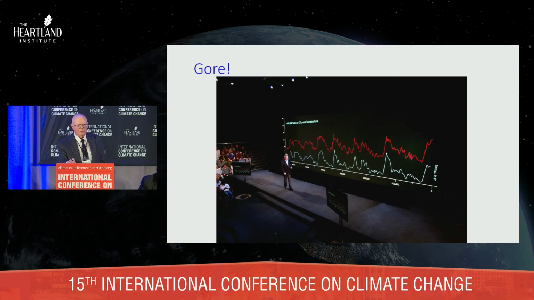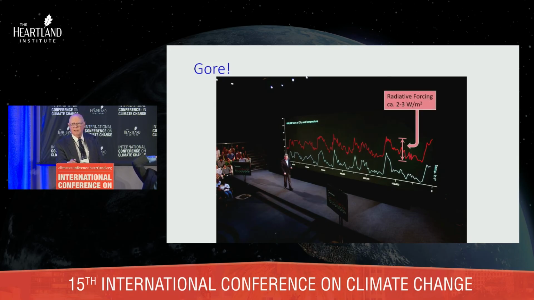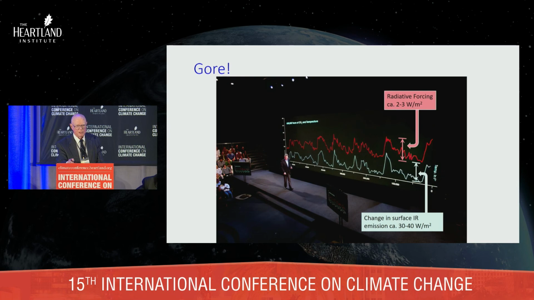Okay, now here's Al Gore. This is the kind of iconic picture of him walking in front of the graph showing the temperature and the CO2 going up and down together. And if you look at the numbers from CO2 and you calculate how much radiative forcing comes from CO2, it's in the range of 2 or 3 watts per square meter. But the increase in surface, or the change in surface emission, is somewhere around 30 to 40 watts per square meter.